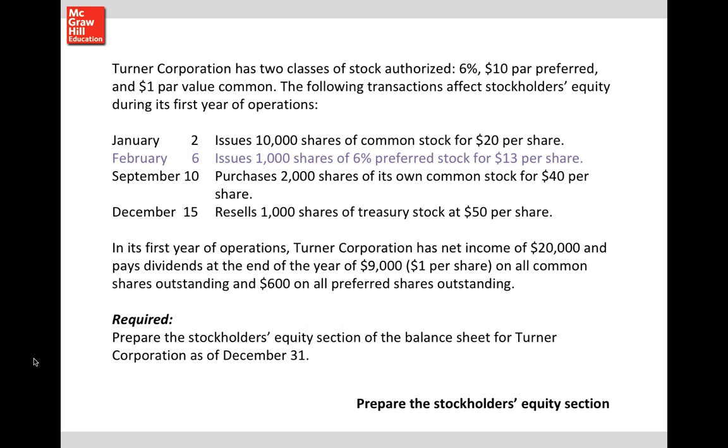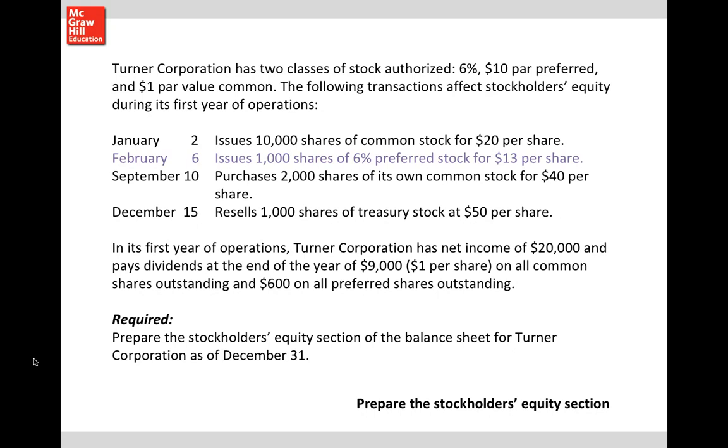Let's look at an example of preparing the stockholders' equity section of the balance sheet. Turner Corporation has two classes of stock authorized: 6% $10 par preferred and $1 par value common. The following transactions affect stockholders' equity during its first year of operations.